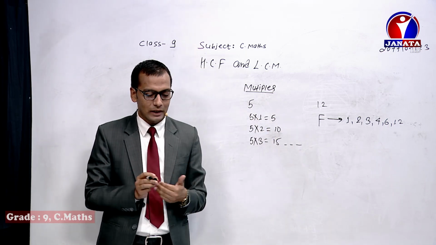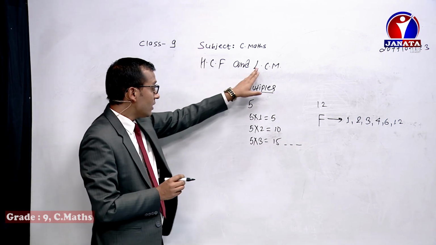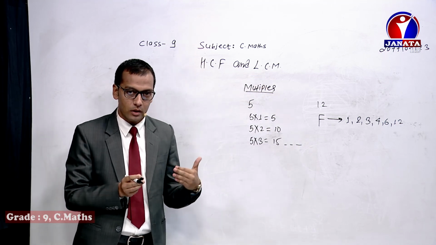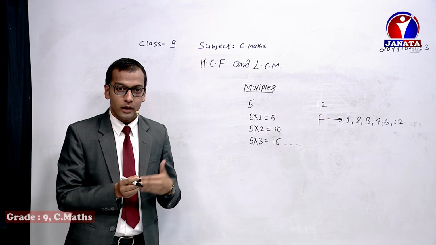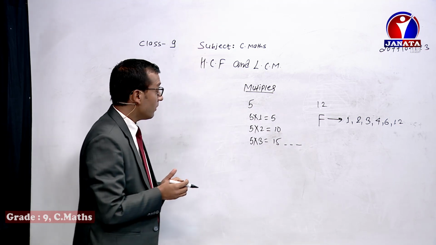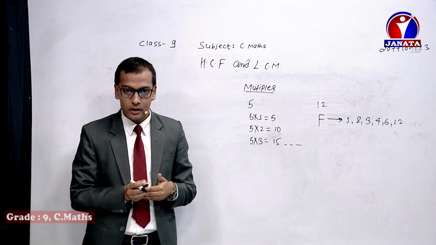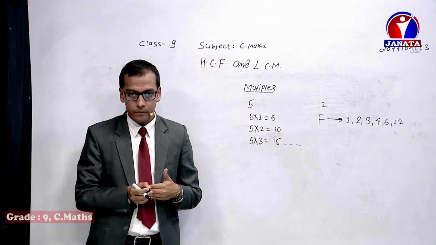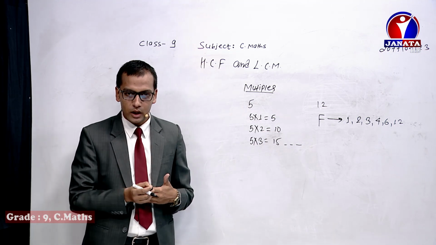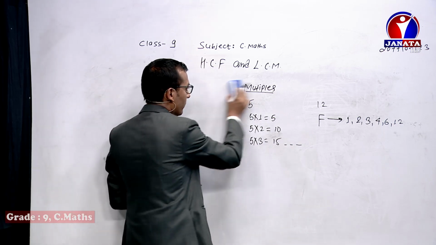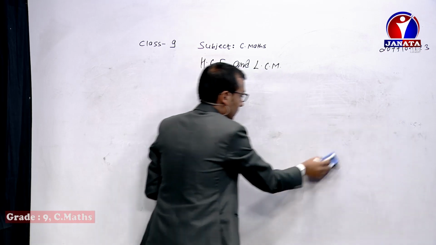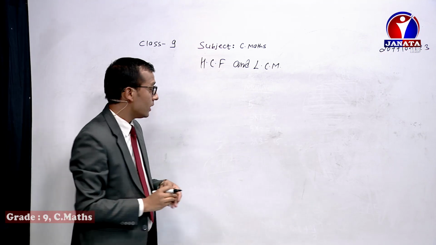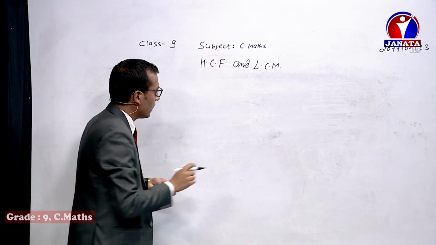Now, what is LCM? LCM is the lowest common multiple of 2 or more than 2 numbers or algebraic expressions. Least common multiple. And similarly, what is HCF? HCF is the highest common factor from all the expressions or numbers. Highest common factor of 2 or more than 2 numbers or algebraic expressions. So I am taking an example and then I will make clear what is HCF and LCM.